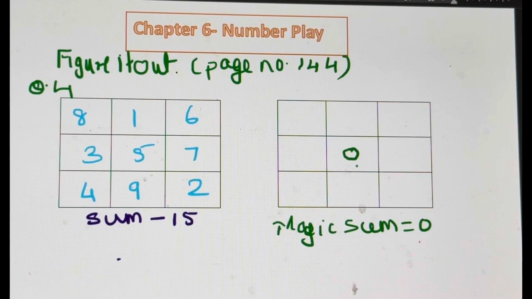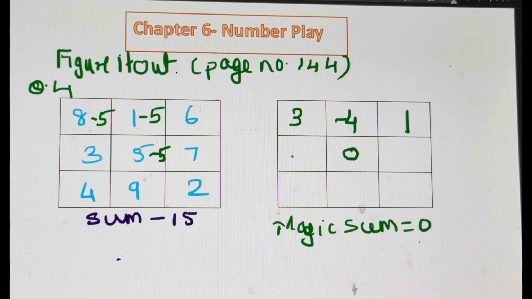So how do we get this 0? By subtracting 5 from this number. So we simply subtract 5 from all the numbers given over here. So 8 minus 5, I get 3 here. Then 1 minus 5, here the concepts of integers should be very clear to you. So minus 4, right? 6 minus 5 is 1. 3 minus 5 is minus 2. 7 minus 5 is 2.